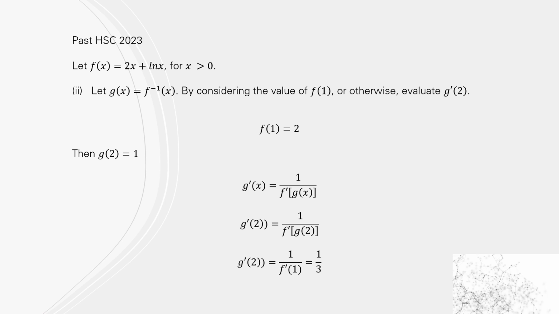g'(x) equals 1 over f'(g(x)). So g'(2) is what we're trying to find. That's 1 over f'(g(2)), which is f'(1), because we've just shown that g(2) is 1. And we can find f', that's 2 plus 1 over x. So when I sub 1 in, we get 3, and so g'(2) is equal to 1/3.